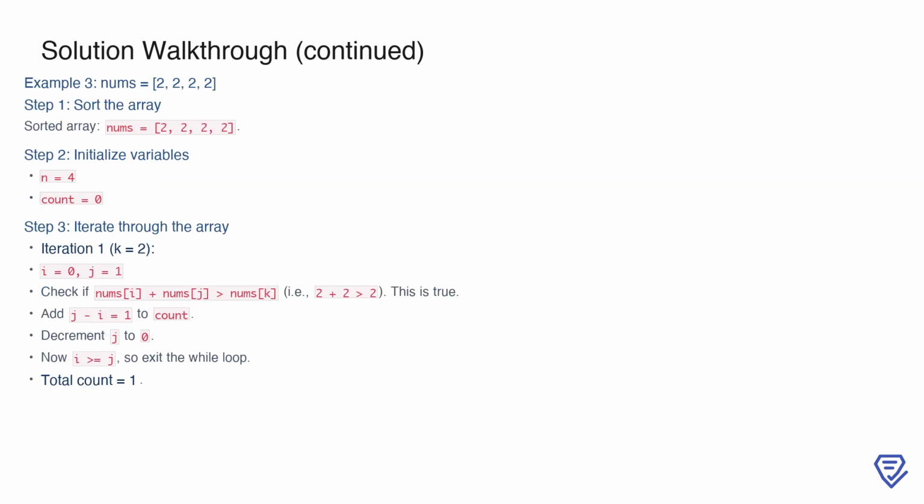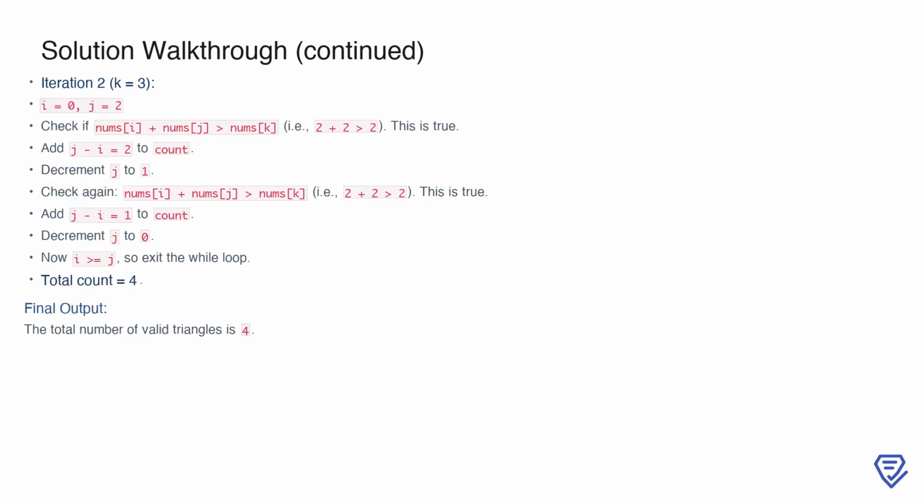In the third example, the input array nums equals 2, 2, 2, 2 is already sorted. We initialize n as 4 and count as 0. For the first iteration, where k equals 2, the largest side is 2. The left pointer i is set to 0, and the right pointer j is 1. We check if nums[i] plus nums[j] is greater than nums[k], or 2 plus 2 is greater than 2. This condition is true, so we add j minus i, which is 1, to our count. We then decrement j to 0. Since i is no longer less than j, we exit the while loop. At the end of this iteration, the total count of valid triangles is 1.